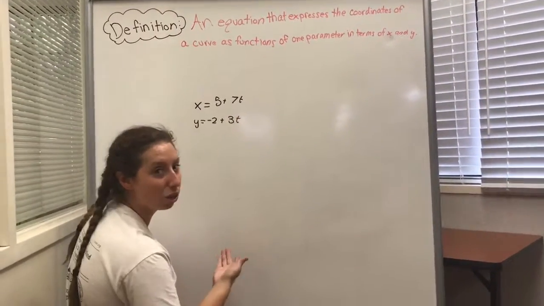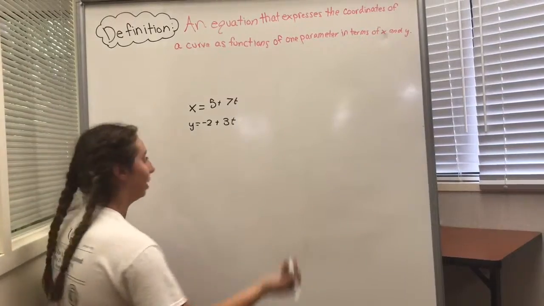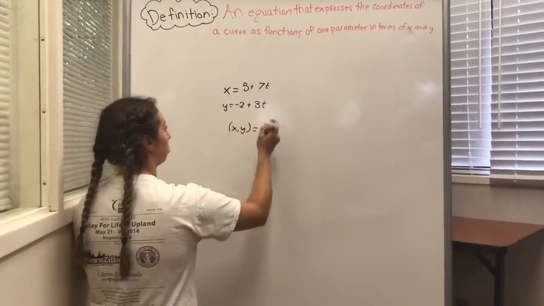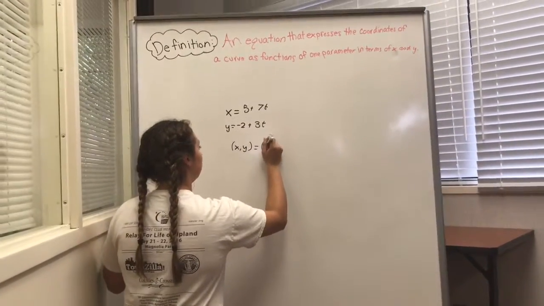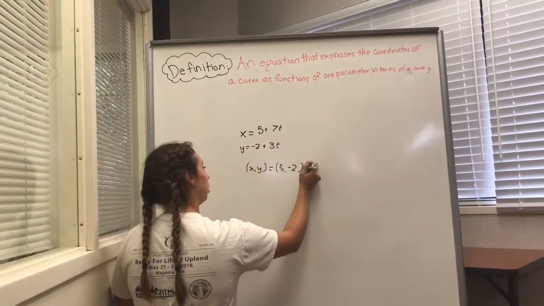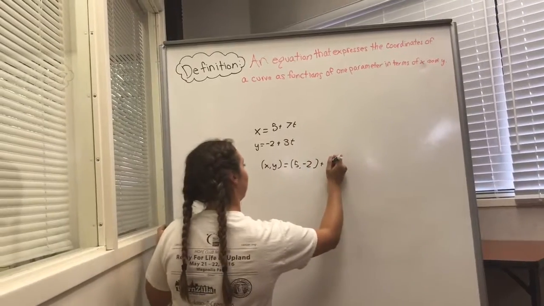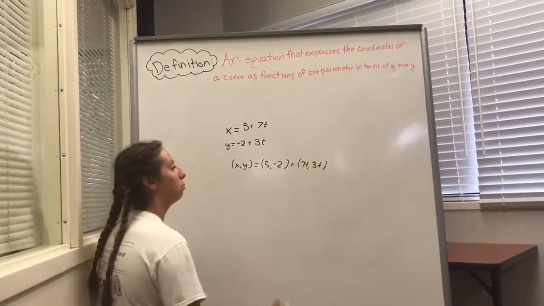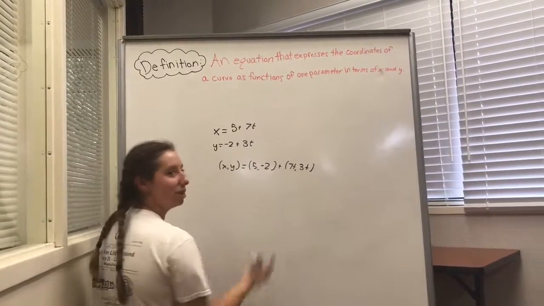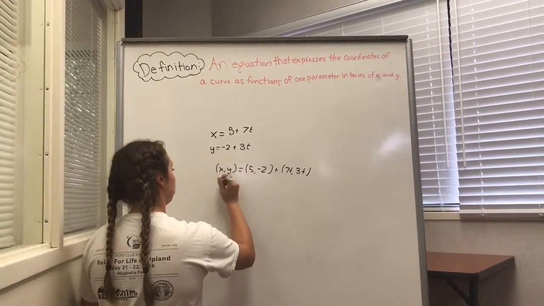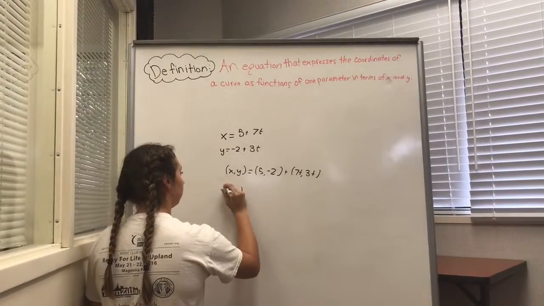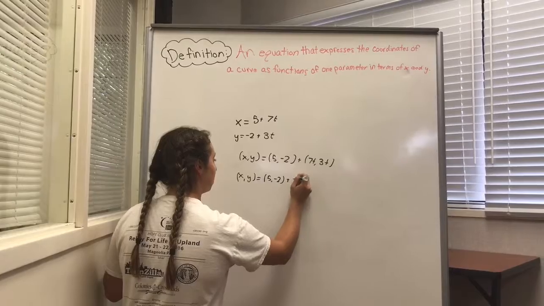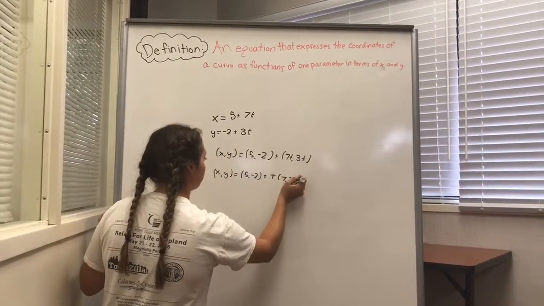However, this isn't the only way you can write a parametric equation. You can also write it in terms of x and y. So x comma y equals the two starting points, which is 5 comma negative 2, plus 7t comma 3t. However, they both have a t in it, so you don't really need to keep the t in there because it's not that necessary. So you can rewrite this as x comma y equals 5 comma negative 2 plus t times 7 comma 3.